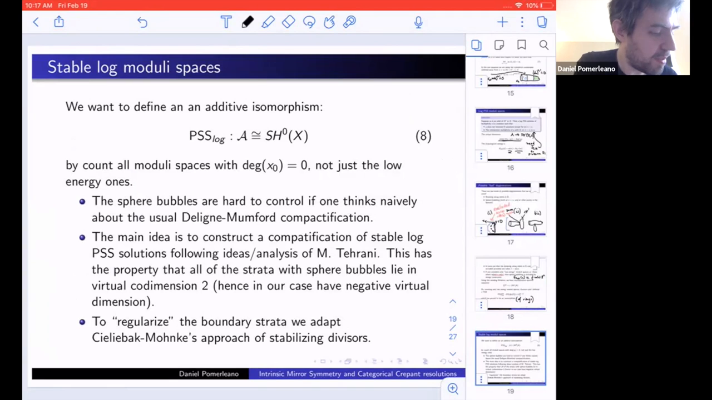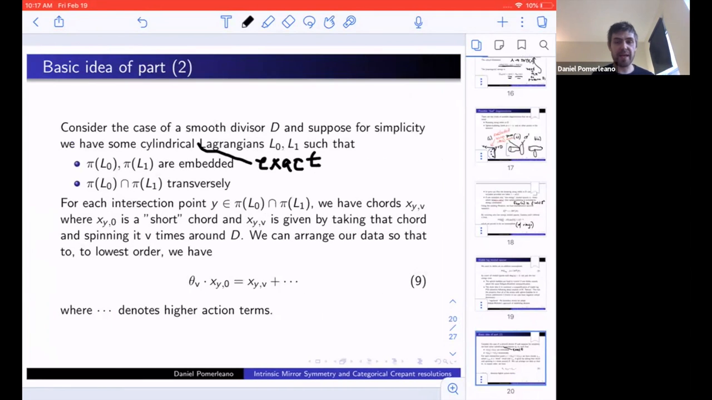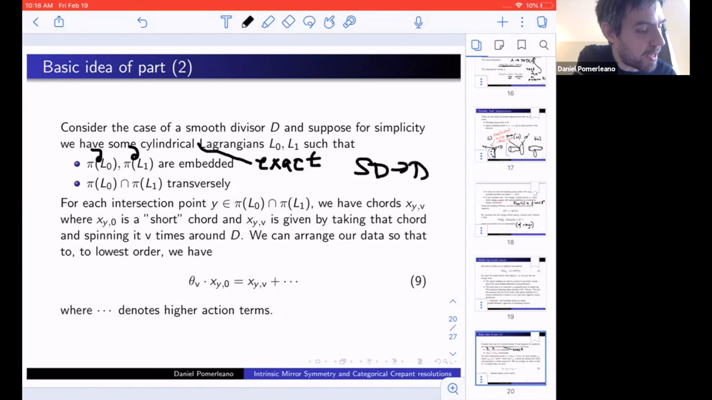Okay, sure. So maybe I can just say 1 or 2 words about the second part of the proof, or the second theorem. So if you have a smooth divisor, and you want to prove this, I guess I don't have much time at all, but let's consider the case where you have a smooth divisor, and suppose for simplicity you have some cylindrical exact Lagrangians that, when you project, these should be the boundaries. So pi here is the map from the circle bundle down to D. So suppose these are embedded and they intersect each other transversely, just for simplicity.